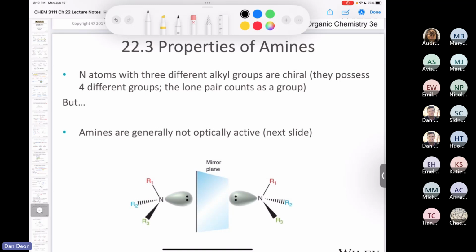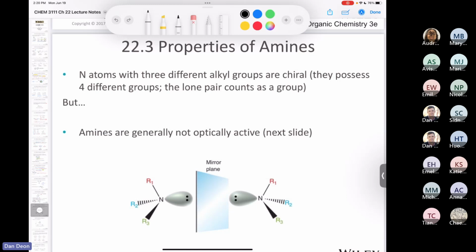So if you have 4 different groups attached to a nitrogen, a lone pair and 3 different R groups, is it a chiral center? And the answer is, yeah, technically it is, right? Because you've got 4 different groups attached to an atom. So technically it would be a chiral center. So if you're wondering, well, why don't we consider nitrogen to be a chiral center if you have some kind of tertiary amine or secondary amine where you have 3 different R groups?